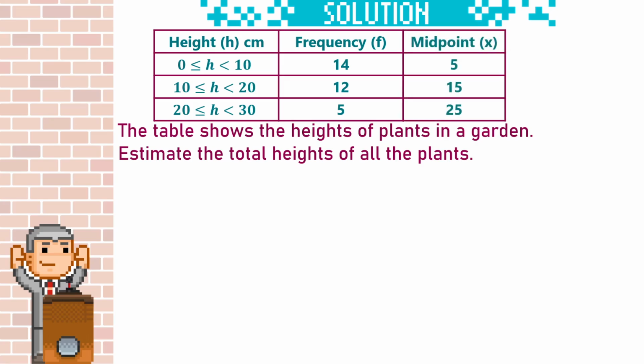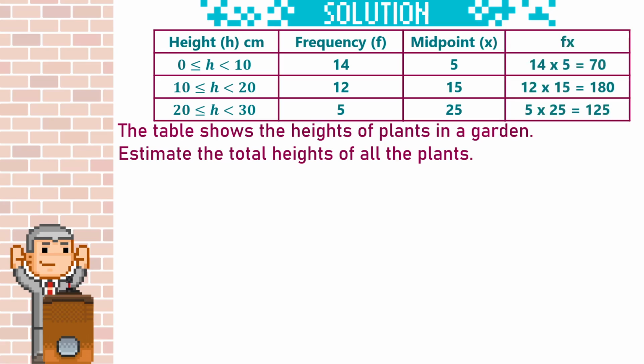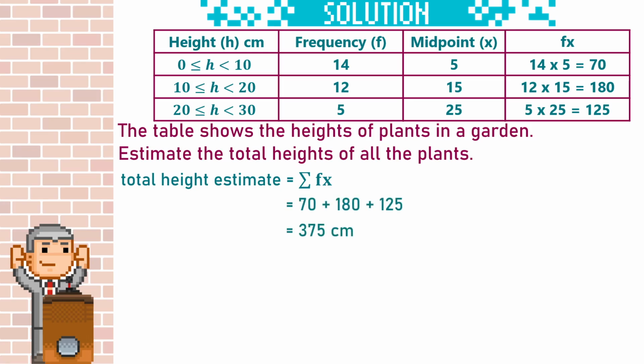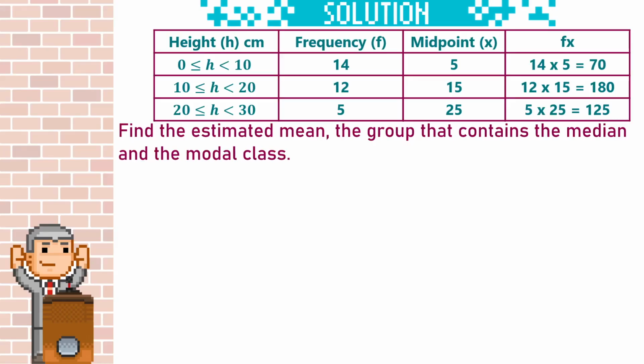Now we can multiply the frequencies by the midpoints for our fx column. Add these together to find the estimated total of heights, and we get our answer, 375 centimeters. To find the mean, we're going to do sum of the fx over sum of the f. We're going to add up all the numbers in the fx column and divide it by adding up all the numbers in the frequency column, which will give us 12.1 centimeters to three significant figures.